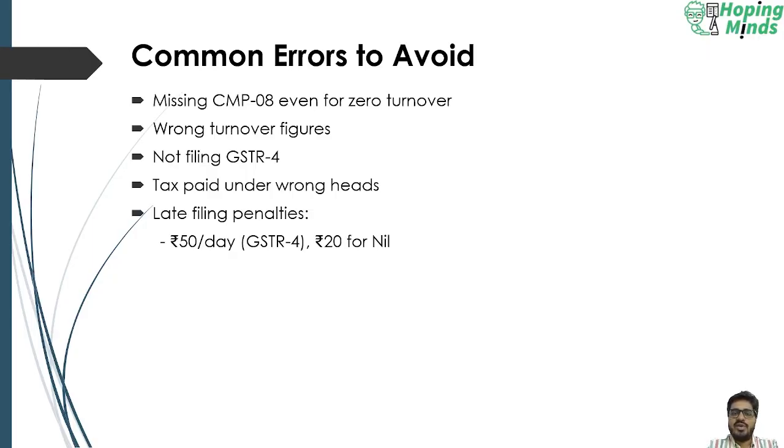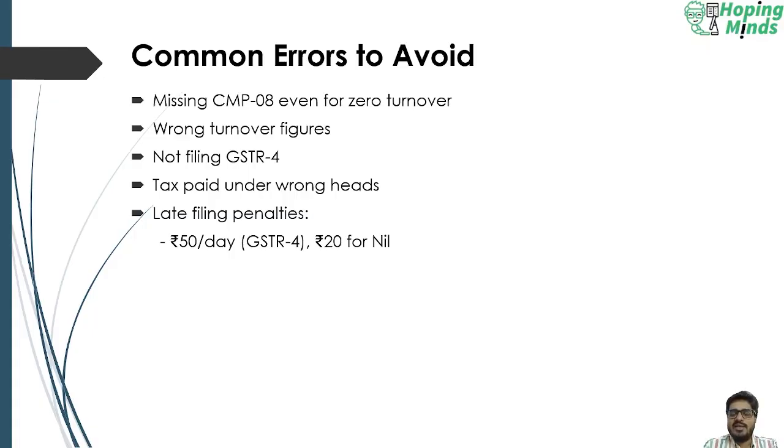Not filing GSTR-4. GSTR-4 is mandatory even if there is no turnover during the financial year. The annual return has to be filed by the composition dealer. Tax paid under wrong heads. It is likely that this error will not be there, as interstate supplies are not allowed for composition dealers, and hence the system automatically fetches the turnover under CGST and SGST heads. So the taxes will automatically be popped up in the CGST and SGST head.